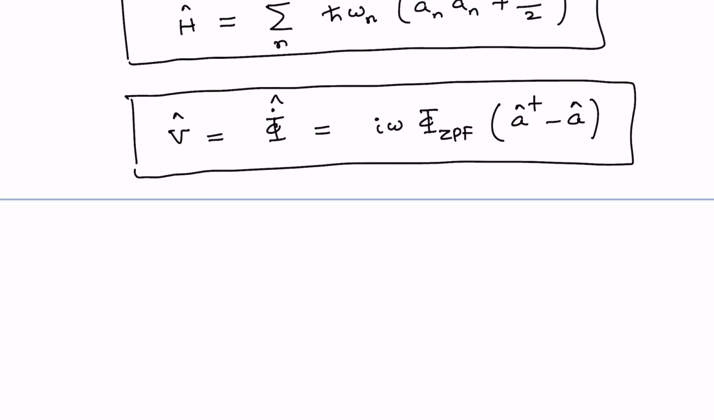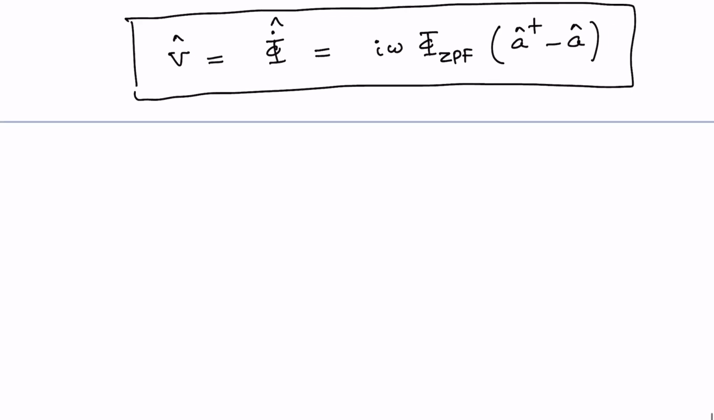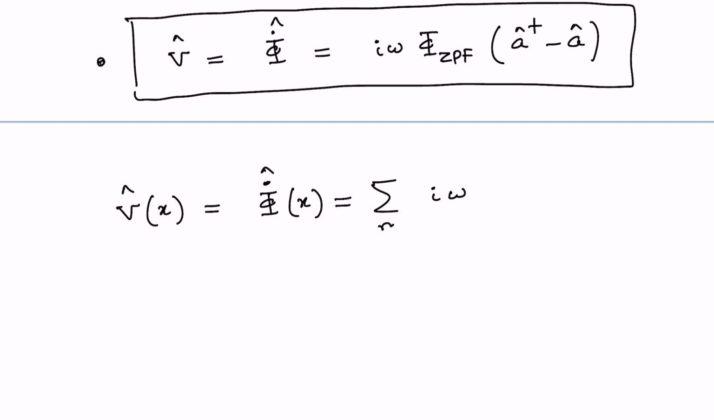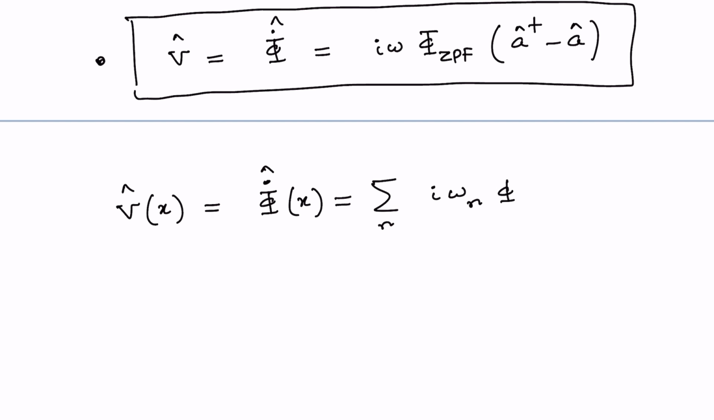Now the question is, for the case of the transmission line, this is for a single mode. For the case of a transmission line, the voltage operator is going to be V(x) equal to φ dot (x). Okay, this is going to be a sum over n, because there are many modes. This I have written for a single mode, and this I am writing for many modes. That is going to be i ω_n φ_ZPF, the zero-point fluctuation of the magnetic flux, then the creation operator of the nth mode, and the annihilation operator of the nth mode here.